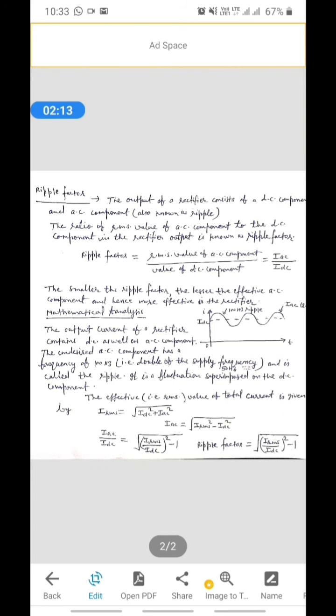The undesired AC component has a frequency of 100 Hz, double the supply frequency of 50 Hz, and is called the ripple. It is a fluctuation superimposed on the DC component.